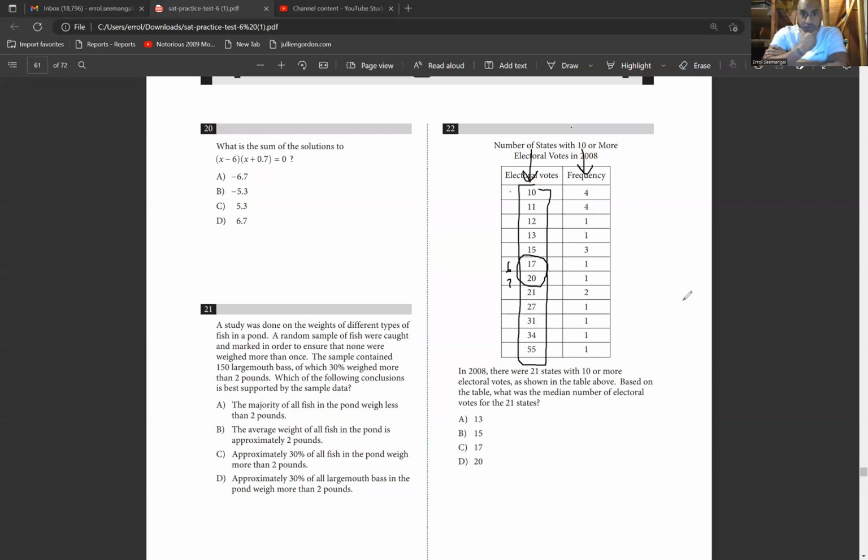If we take the average of those two, it's what? 37 divided by 2 is what? 18 and a half? Am I right? What's 37 divided by 2? Yeah, 18 and a half. In 2008, there were 21 states with 10 or more electoral votes. Based on the table, what was the median number of electoral votes for the 21 states? We forgot to count in the frequency. Okay, so how do we do this?